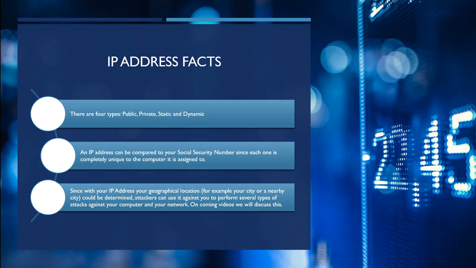Now, when a device is assigned a static IP address, the address does not change, and this is assigned manually. Most devices use dynamic IP addresses, which are assigned by the network's Dynamic Host Configuration Protocol, or DHCP, and are subject to change over time. Since with your IP address, your geographical location, for example your city or a nearby city, could be determined, attackers can use it against you to perform several types of attacks against your computer and your network. In coming videos, we will discuss more of this.